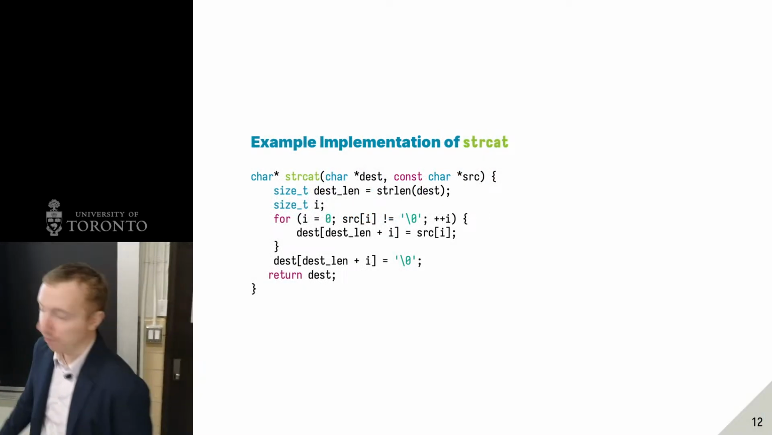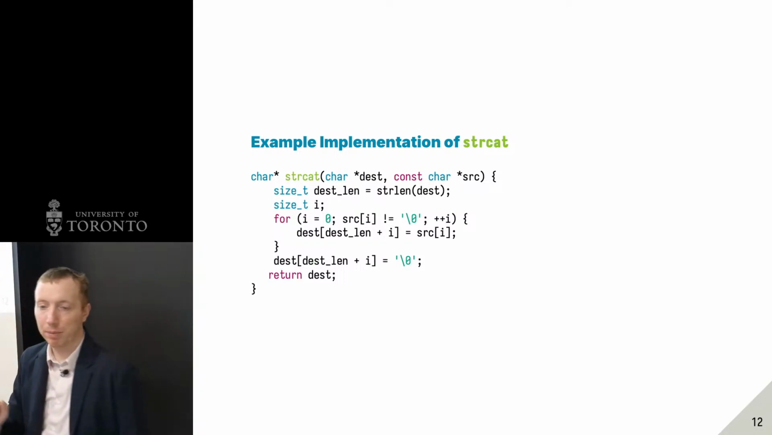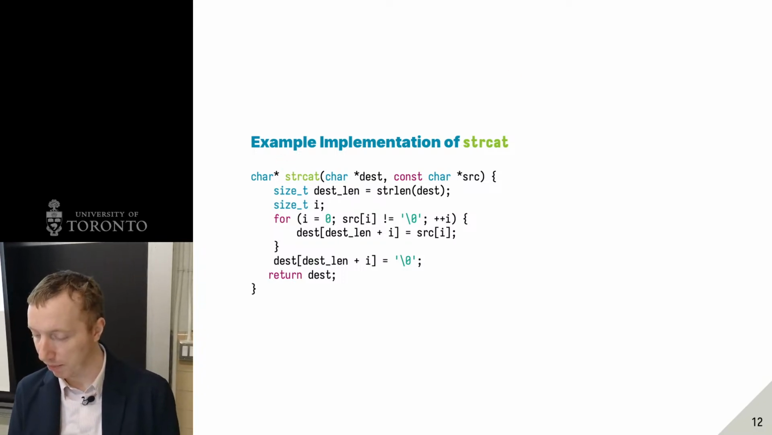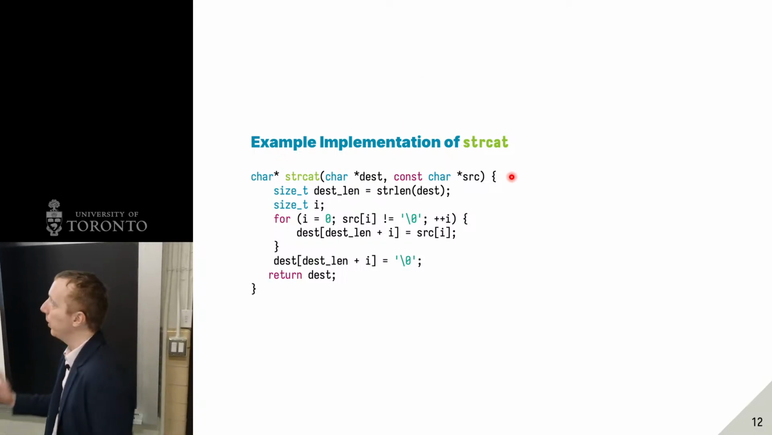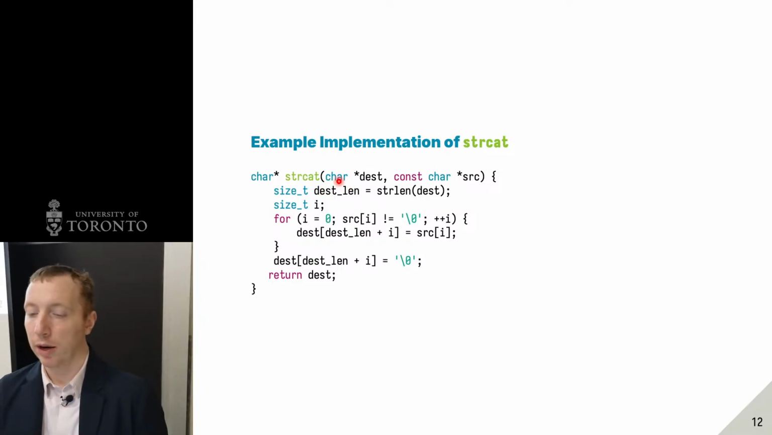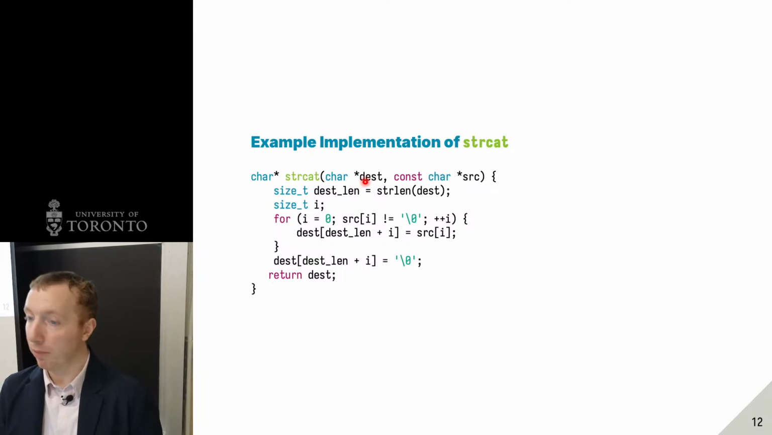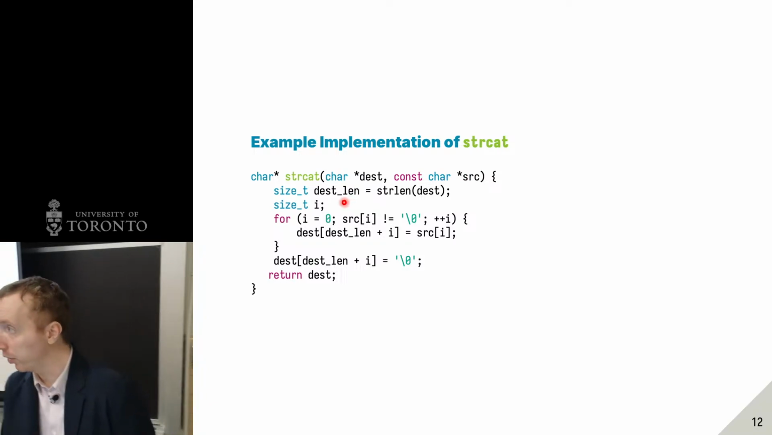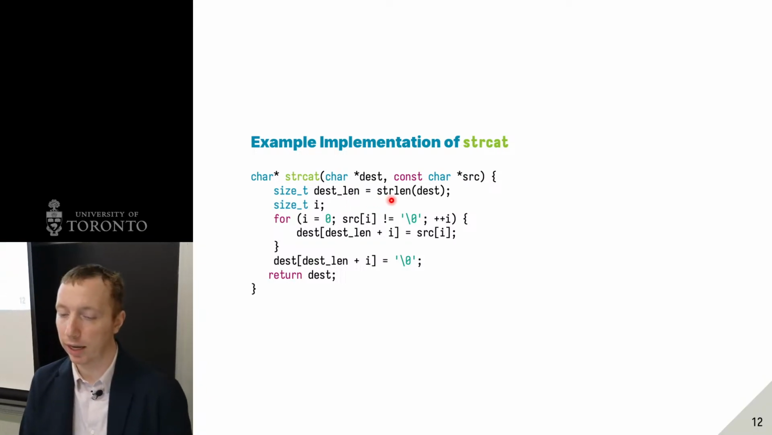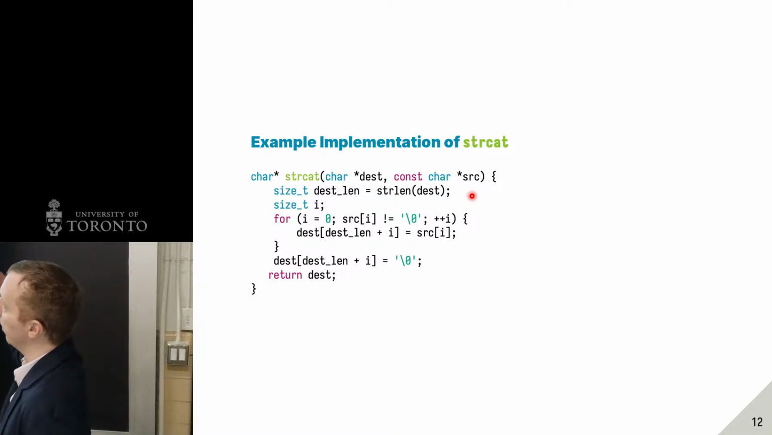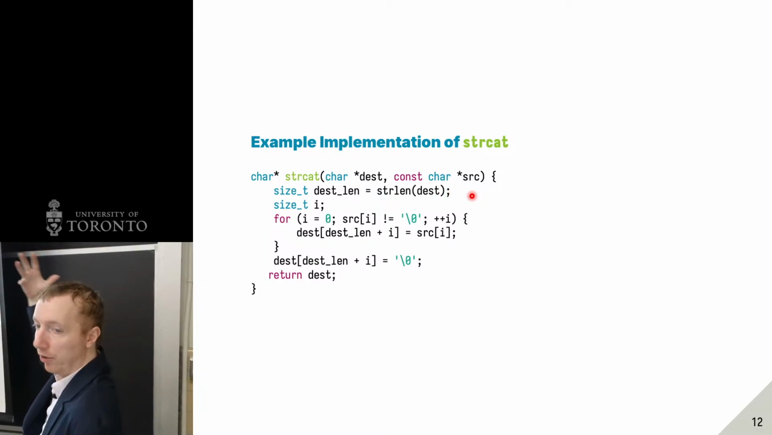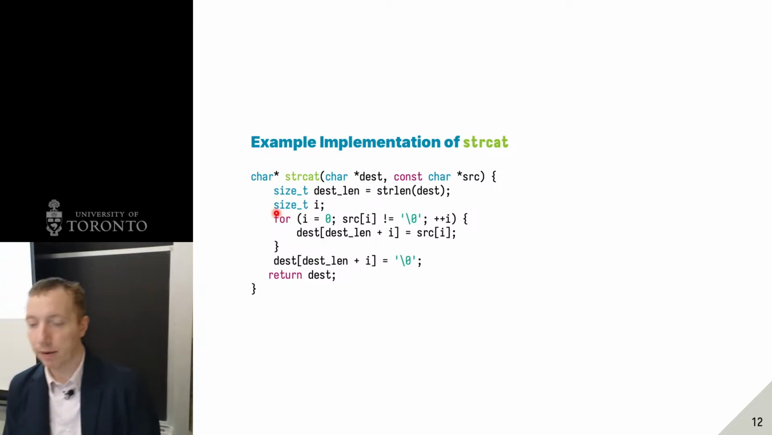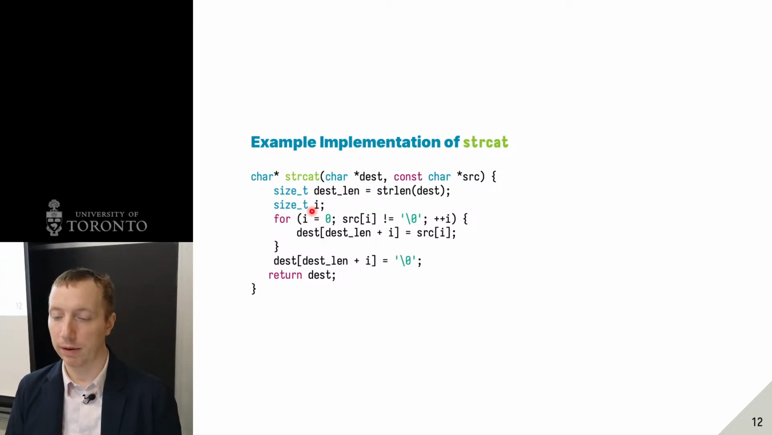All right, so just in case you're curious, if we were to implement strcat ourselves, this is how we could implement it. I think this was on an exam at some point. So dest is pointing to a string, and we're just trying to tack on this source string to the end of it. We can find the current length of dest by using strlen. So if we access the byte at dest len, that should be a null byte if dest is pointing to a null terminated string. Then we can create a variable called size_t.